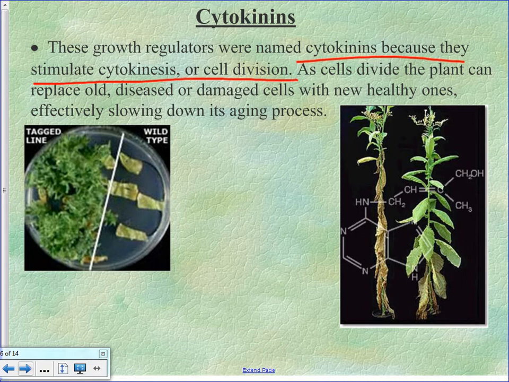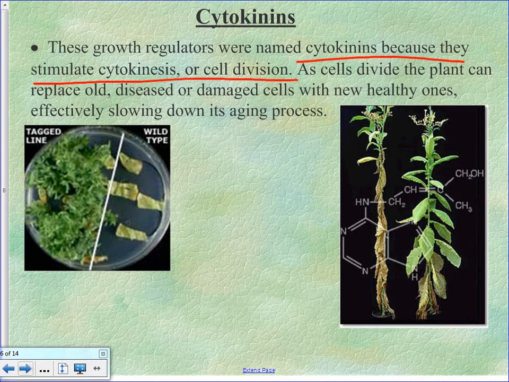All right, so cytokinins allow that to happen. You can see here, this is kind of the normal type of leaf from this particular plant, and this is one that was tagged, essentially given way more cytokinins. You can see that the leaf and tissue development is off the chart. Okay, there's just way more of it because there's way more cells being produced.